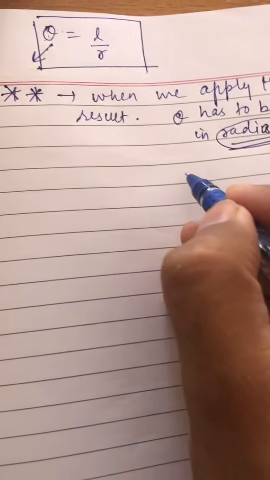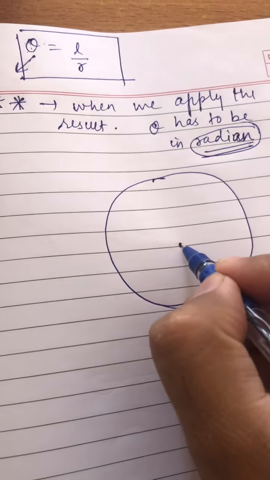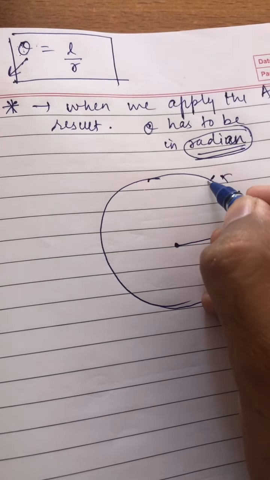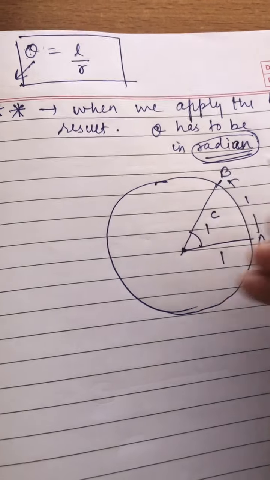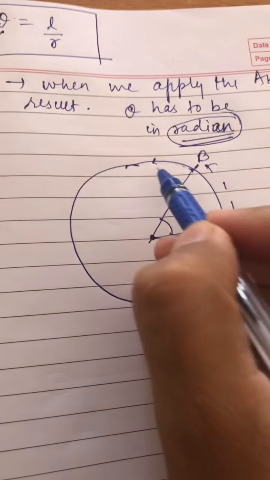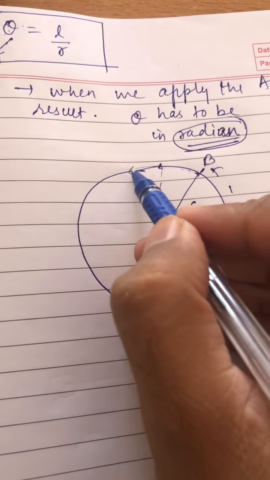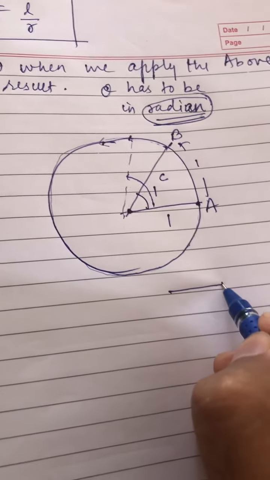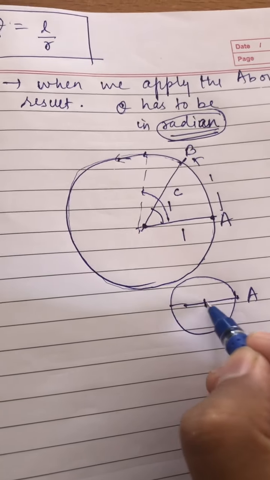Now we come to a relation between degree and radian. Suppose I have taken a circle of 1 unit, and length of arc is also 1. So angle subtended will be 1 radian. This is point A, this is point B. Now if I increase the length, the angle will change. If I go on moving on this circle and take a complete revolution, I am reaching again at point A.